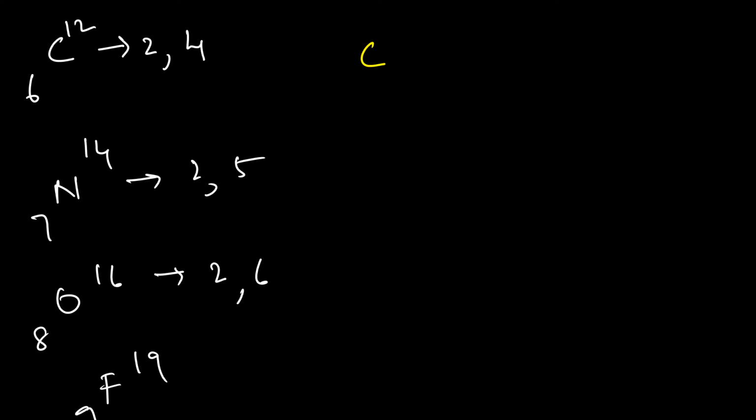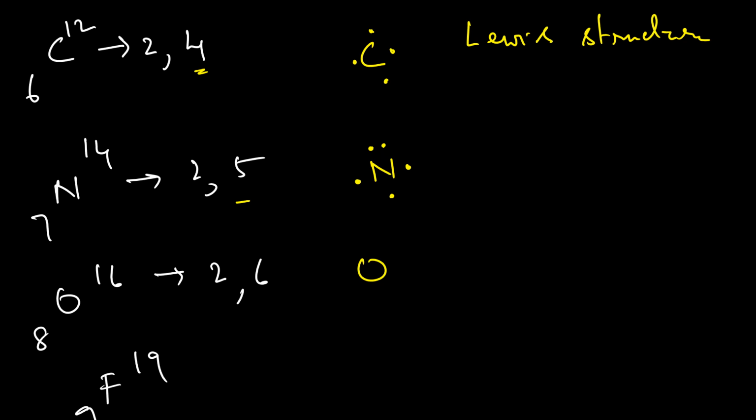Carbon has 6 electrons, with 4 electrons in the outermost shell: 1, 2, 3, 4. So this is the Lewis structure for carbon. For nitrogen, 5 electrons are there, so on 4 sides you keep 4 electrons, and one pair is here. Similarly for oxygen, 6 electrons are there: 1, 2, 3, 4. Out of 6, 4 are accommodated already, therefore this is the 5th electron and this is the 6th electron.